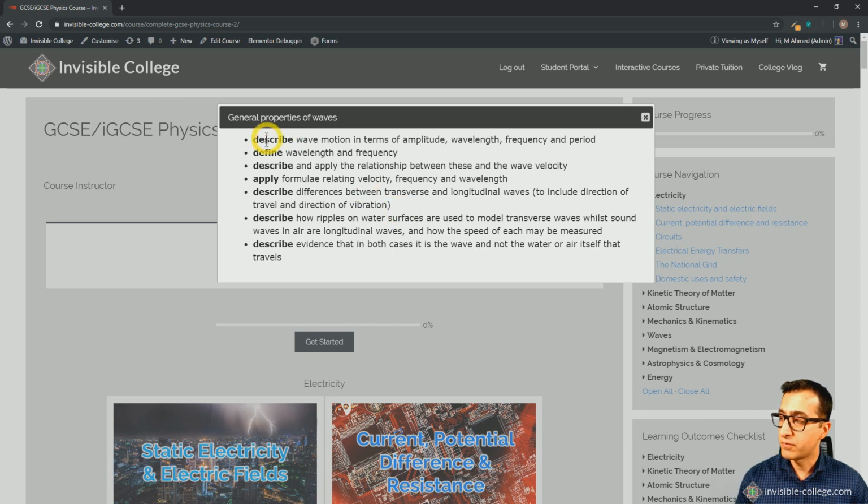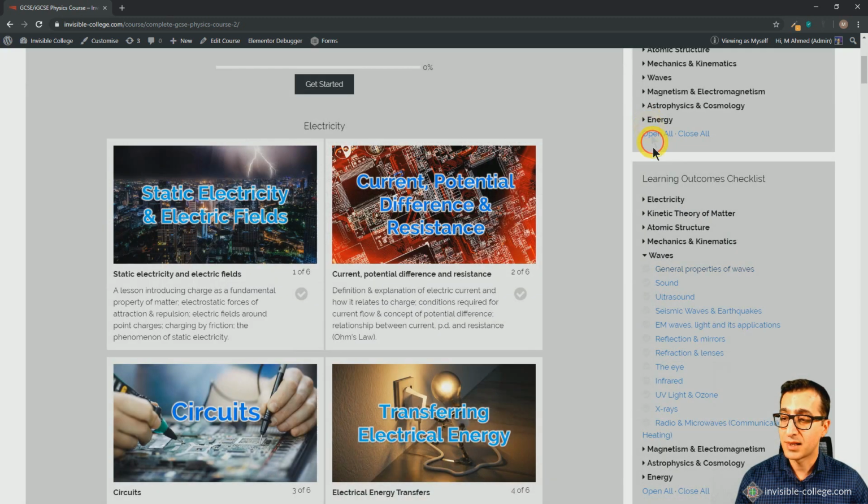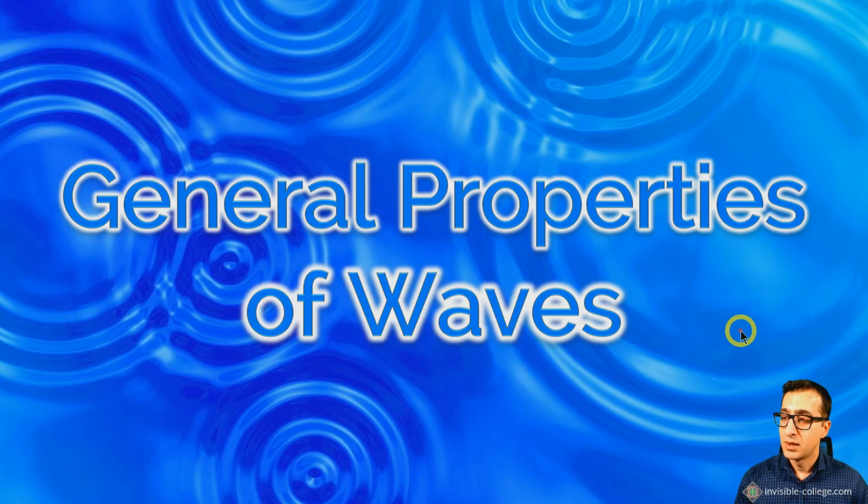This is kind of what we're going to be going over, and hopefully by the end of this lesson you'll be able to describe, define, and apply these various things. If ever you need to remind yourself what you need to be able to do for this topic and this lesson, you can click on the Learning Outcomes checklist, go to this section, and find the learning outcomes here.